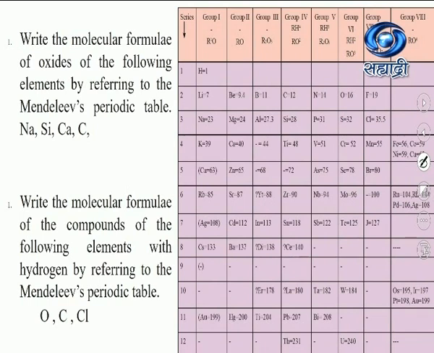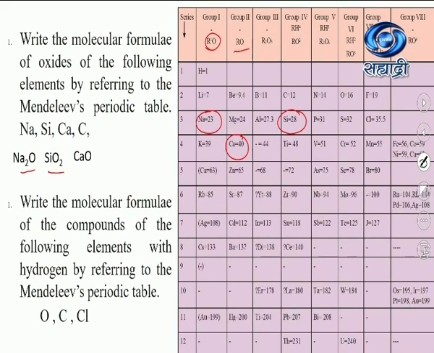Sodium: where is sodium in his periodic table? It is here. So how to write the molecular formula of sodium when it combines with oxygen? The oxide of sodium is written Na2O, like here. Now here there are superscripts and subscripts. Right now we write like this, but earlier he used to write like this. Then silicon. Silicon is here. So RO2, where R means the particular element. So SiO2.